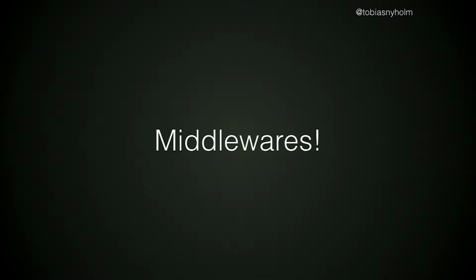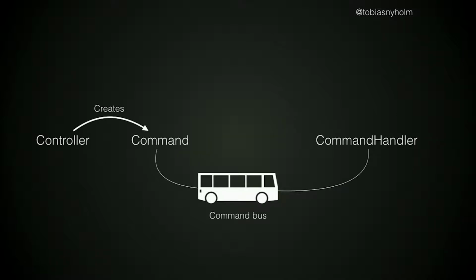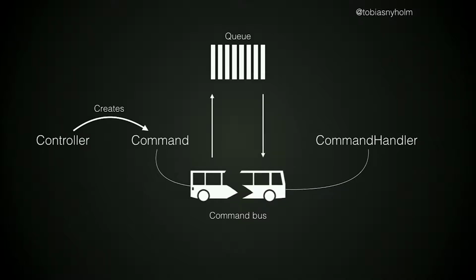My answer is middlewares. If every message to our application core goes via a bus, we can add middlewares here. Say middlewares for logging, or for validating that the messages are in the format we expect. Or if something goes wrong, a middleware that rolls back the Doctrine transactions, so you don't have the database in an unknown state. Also, you can have middlewares for queues.